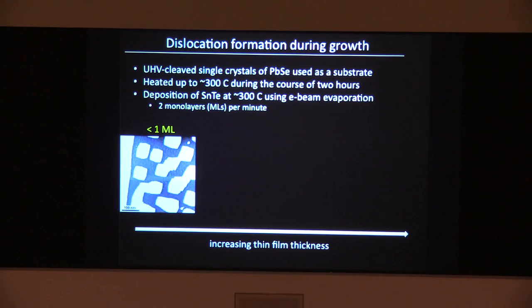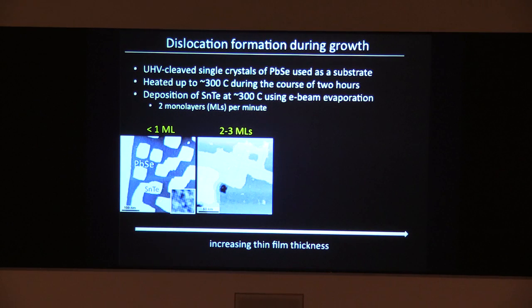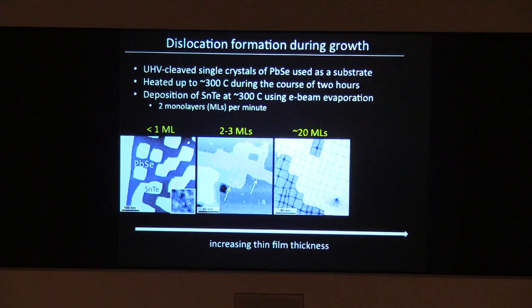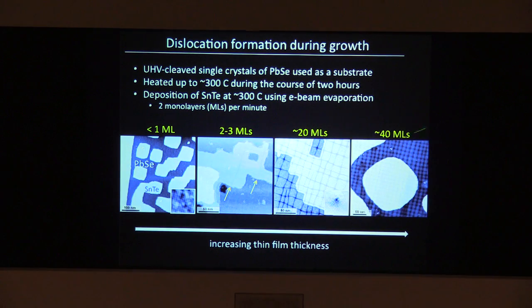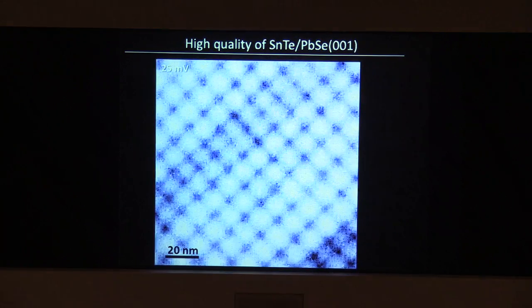Okay, so here's one monolayer, no dislocations. This is highly strained. Here's 2 to 3 monolayers. You see these dislocations. 20 monolayers, a huge number of dislocations. By 40 monolayers, the surface looks like this, and then you stop getting any further dislocations, all the DC strain is gone.